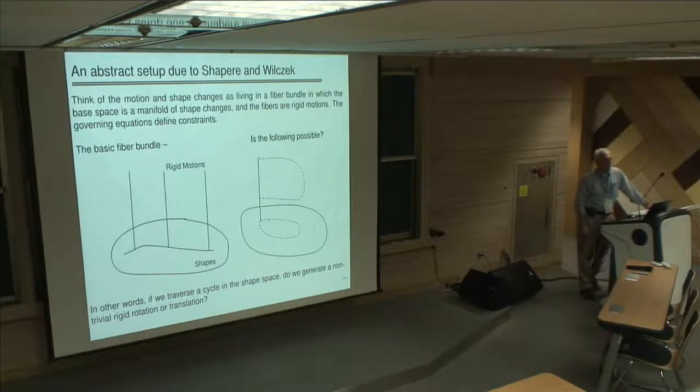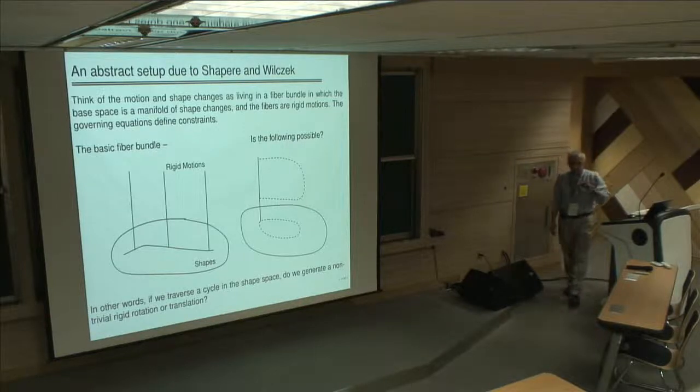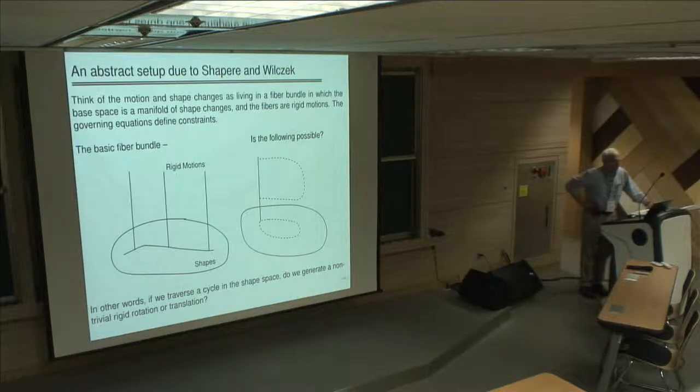Okay? So an abstract way to formulate this, and this is a nice way to think about it, but it's not very useful from a computational standpoint, is the following. You think of the motion and the shape as living in a fiber bundle, and the base space of this bundle is the shape changes, and the fibers are the Euclidean motions, and the question then could be phrased geometrically. If I go through a periodic sequence of shape changes in shape space, can I do a net motion in my Euclidean motions? Okay? That's a nice way to think about it, but computationally it's not very helpful.